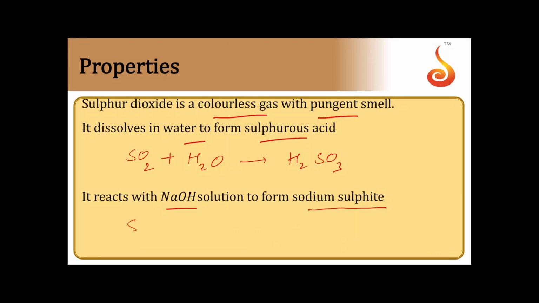So when you take sulfur dioxide dissolving in sodium hydroxide, Na2SO3, sodium sulfite, is being formed here. So you can take it as an acid and base type of reaction. SO2 is an acidic oxide, NaOH is basic in nature, and it forms the sodium sulfite salt.